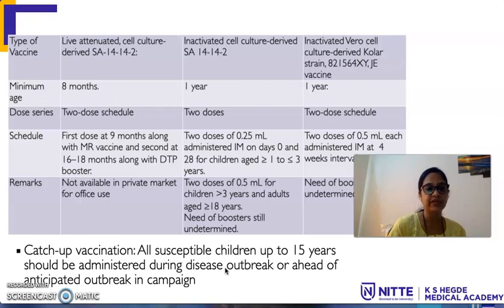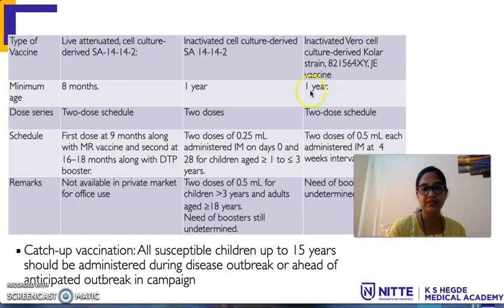The first dose for live attenuated is at 9 months along with MR, and the second dose is at around 16 to 18 months along with the DPT booster. It's not available in the private market. For the inactivated vaccine, the minimum age is 1 year. There are 2 doses, 0.25 ml given at 0 and 28 days through IM for children less than 3 years, and for children more than 3 years it is given as 0.5 ml, 2 doses.